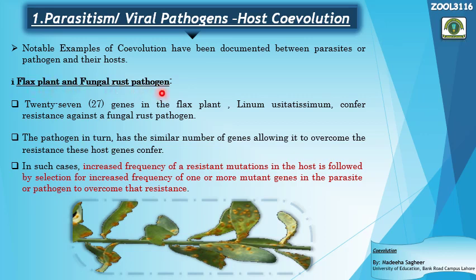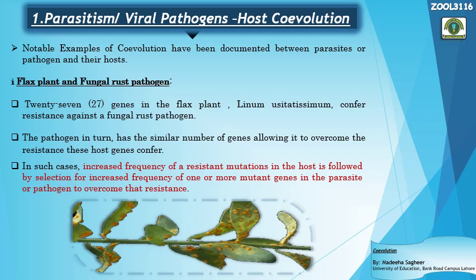Flax plant and fungal rust pathogen. There is a wide range of such fungal pathogens that cause rust on different plants. 27 genes in the flax plant, Linum usitatissimum, confer resistance against the fungal rust pathogen, right? The pathogen in turn has a similar number of genes, allowing it to overcome the resistance conferred by these host genes. The host got 27 genes, and in response to those 27 resistance genes, the pathogen also evolved and got 27 more genes in its genetic material to break the resistance of the host genes.